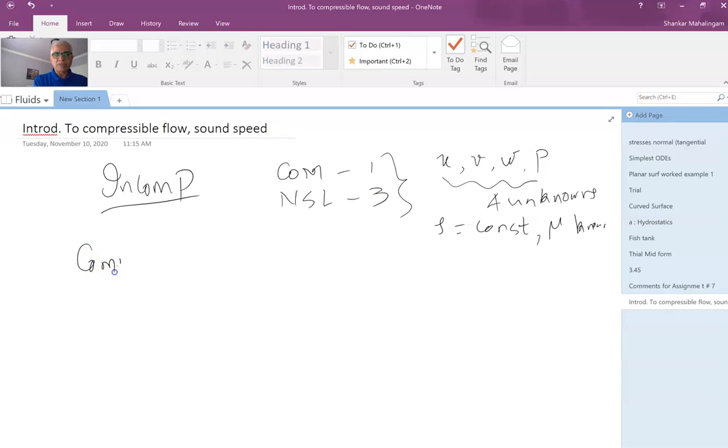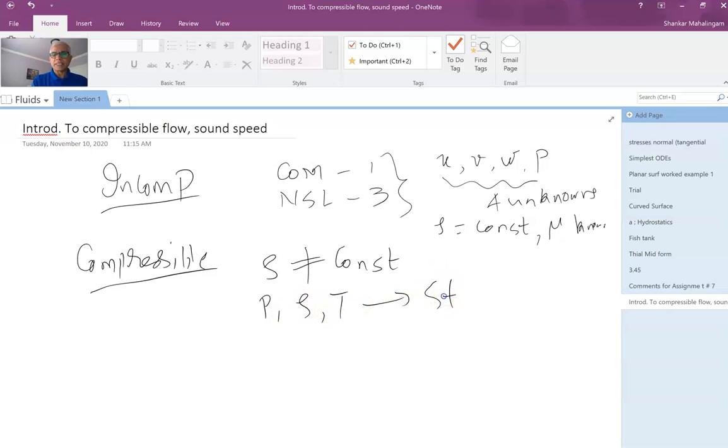Let's think about compressible flow. How are things different in the case of compressible flow? First of all, density is not a constant, and the density and temperature are related through an equation of state, which we have talked about. So P, rho, T are related via a state equation.